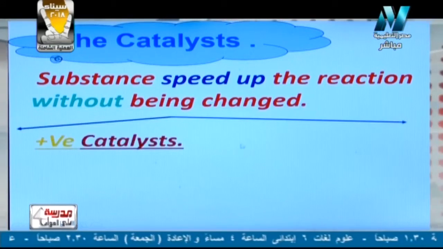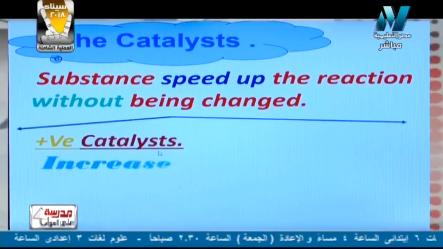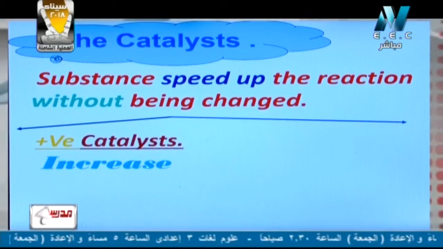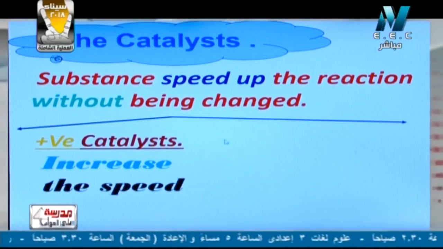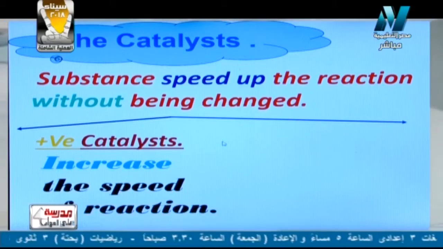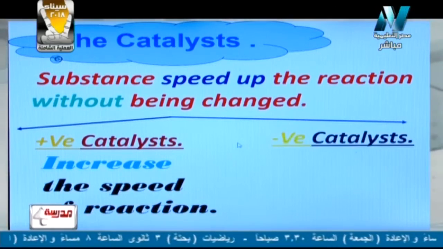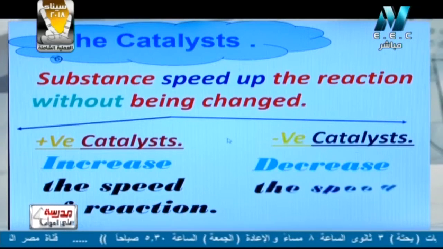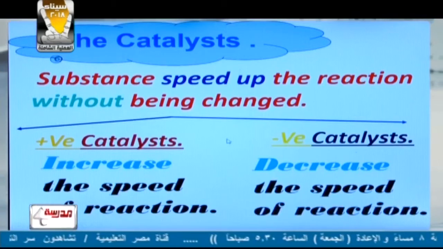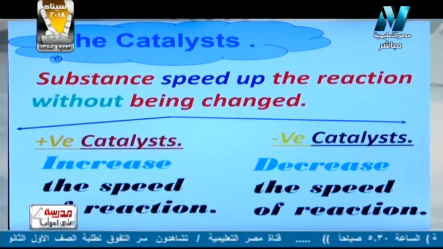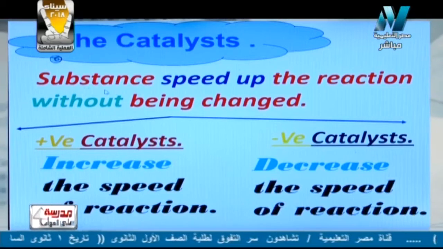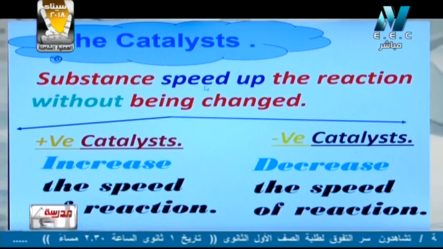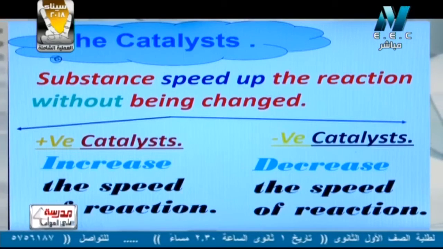So we have two types of catalyst. As we have positive catalyst, like positive acceleration in the first term, and we have negative catalyst. The positive catalyst increases the speed of the chemical reaction, and the negative catalyst decreases the speed of reaction. One slows the reaction, one speeds it up. So we learned that the catalyst is a substance that, instead of speed up, we can say change the speed of reaction without being changed. Of course, give reason: why is it not changed? We will know now.